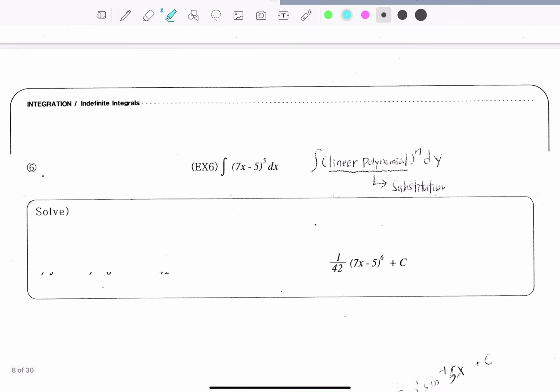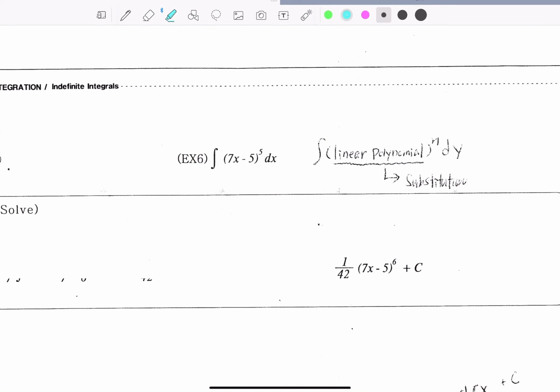All right, in example 6, there is a linear expression to the n power. So we can use u substitution. In this case, you just use u for the given linear expression. So 7x minus 5 is equal to u. The rest of the steps are same. You differentiate left side in terms of x and right side in terms of u. So left side is 7 dx, right side is du. So if you isolate dx, it's going to be du over 7.